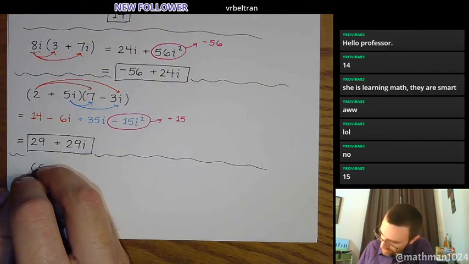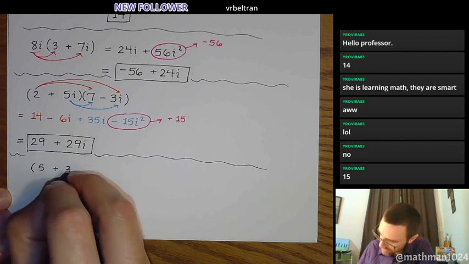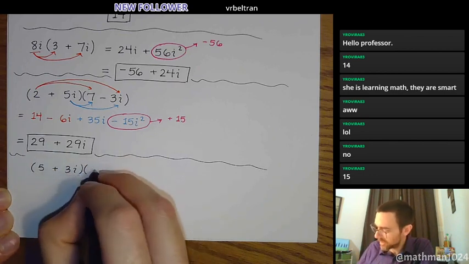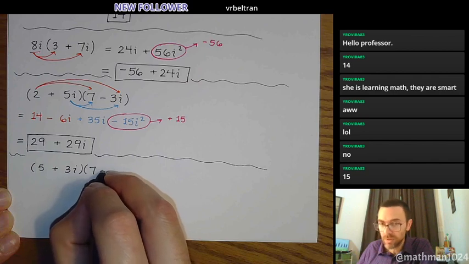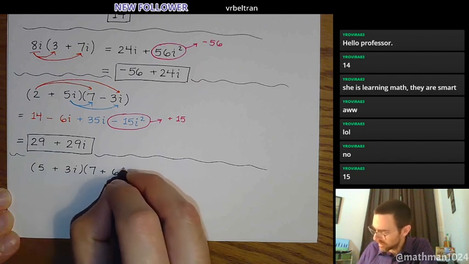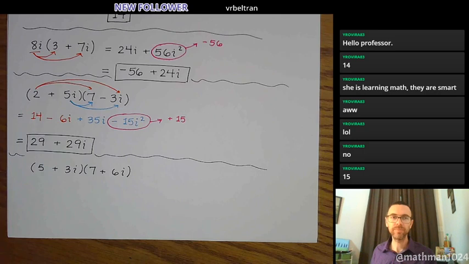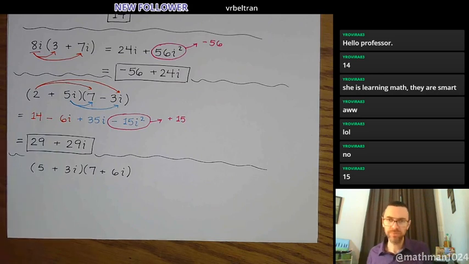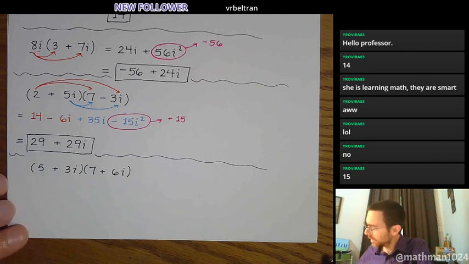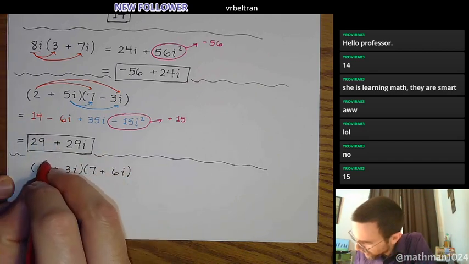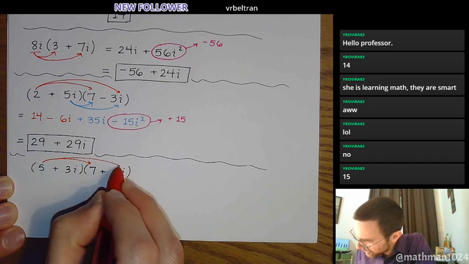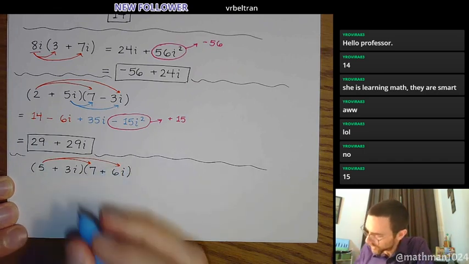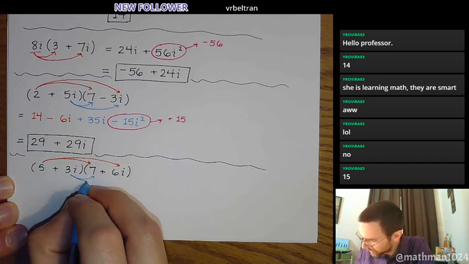All right, so I'm going to take 5 plus 3i times 7 plus 6i. And really, there's no difference between this problem and the problem that we had above, except for the fact that the numbers are different. Maybe slightly different signs, but it's no big deal. Okay, so let's distribute just like we did above. Distribute the 5, and we'll distribute the 3i as well.